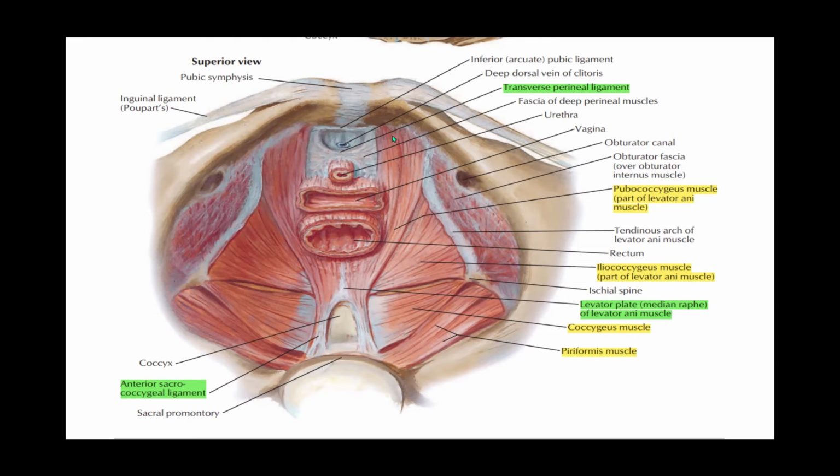From there, we can see some muscle fibers. The puborectalis will come from the pubis and go all the way around to the other side of the body of the pubis. It also blends with the external longitudinal fibers of the rectum, of the rectal canal.